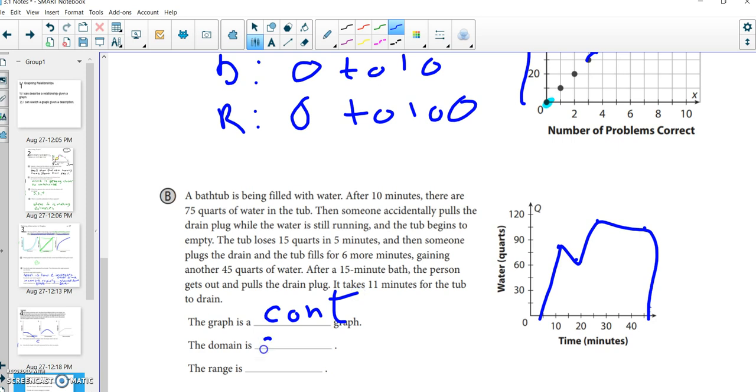It goes from 0 to 46 minutes based on this here, and then from 0 to 100 quarts. It says here, by the way, it takes 11 minutes for the tub to drain. That's how we got the 46. So 0 to 46, 0 to 100 being how many quarts are in there. Yes, 0 to 100.